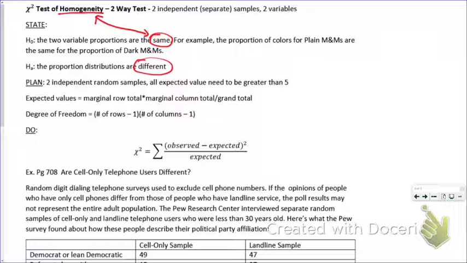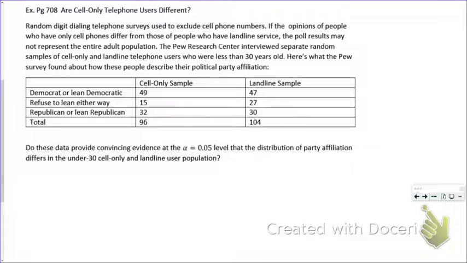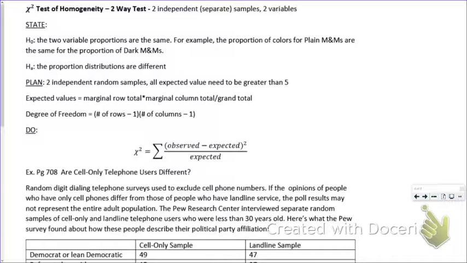So when we look down here at political affiliation and cell phone use, we see that we have independent samples taken, and down here it says differs. That, and then this right here are hints that we're talking about a homogeneity test. So those two things tell me which chi-squared test we're talking about. Let's go back up, look at the details of it, and then we'll work it.